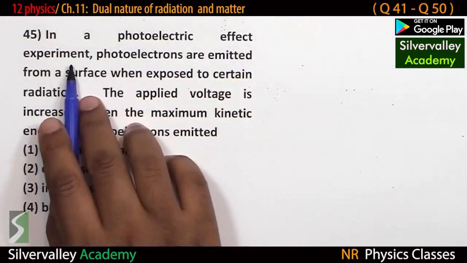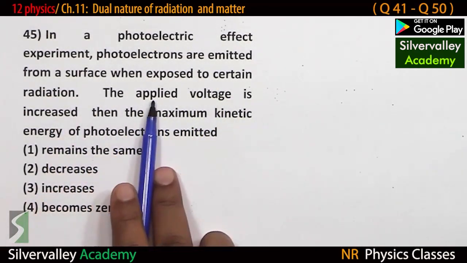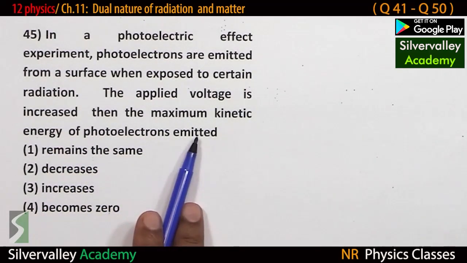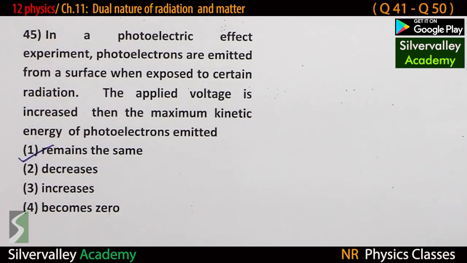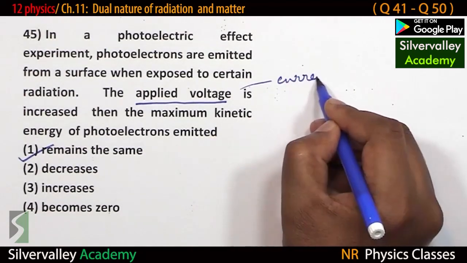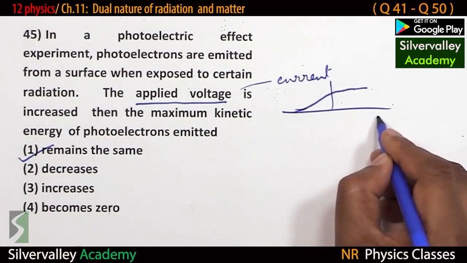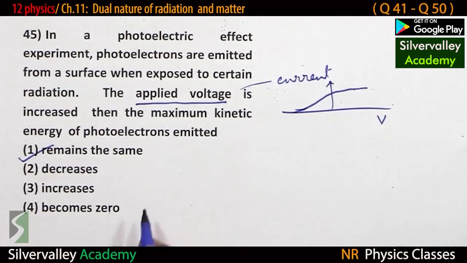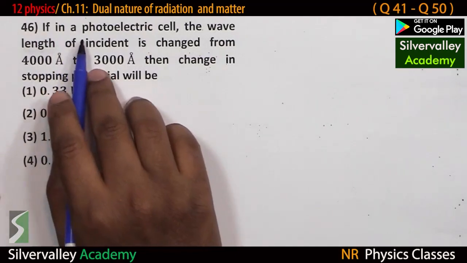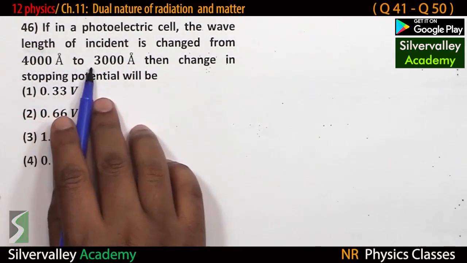In a photoelectric effect experiment, photoelectrons are emitted from a surface when exposed to certain radiation. If the applied voltage is increased, then the maximum kinetic energy of photoelectrons emitted remains the same. Applied voltage affects current, isn't it? So from this standard graph, we know that voltage affects only current. It doesn't affect maximum kinetic energy. Therefore, it remains the same.